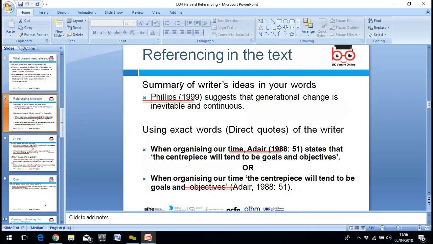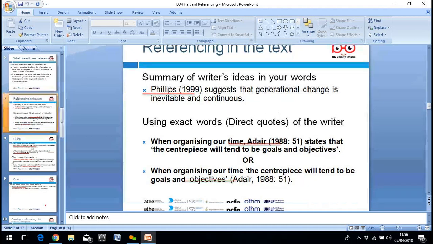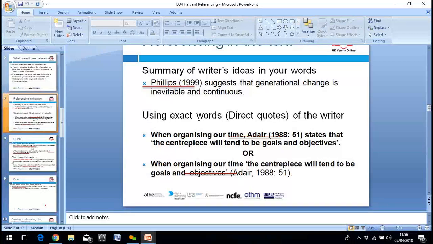So for a summary of a writer's ideas in your words, you can then write, Phillips 1999, for instance, suggests that change is inevitable and continuous. Using the direct words of the writer: when organising our time, ATHE 1988-51 states that, inverted commas, the centrepiece will tend to be goals and objectives. Or, when organising our time, inverted commas, the centrepiece will tend to be goals and objectives.